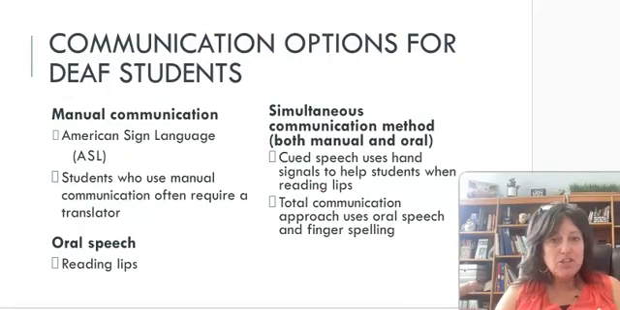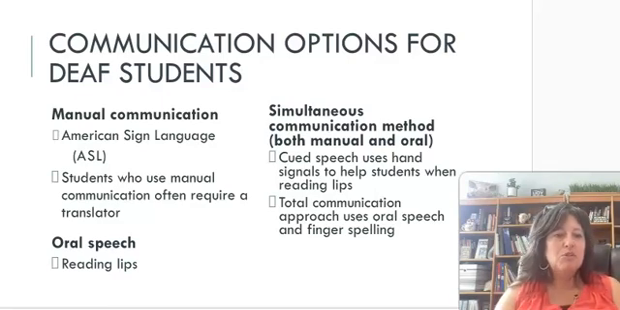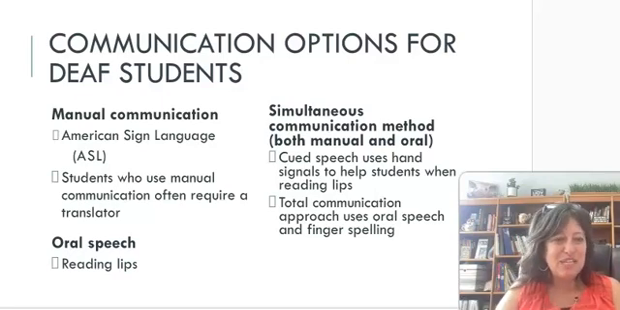Now, there are communication options. Maybe your student, as you saw in some of the videos, uses American Sign Language, so you could have an interpreter in your classroom. The student might be like Abby and reading lips and getting a lot of information that way. Sometimes we do what's called cued speech, where you use hand signals to help the students read your lips. And then there's total communication.